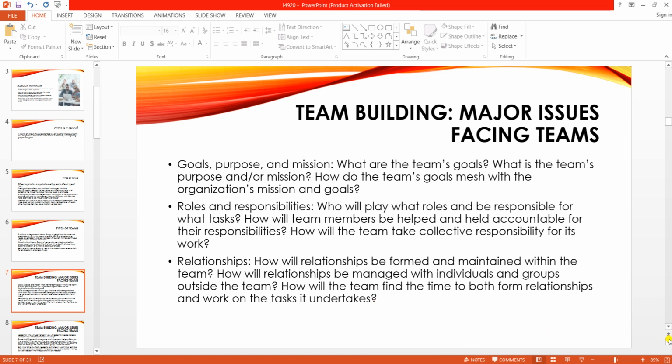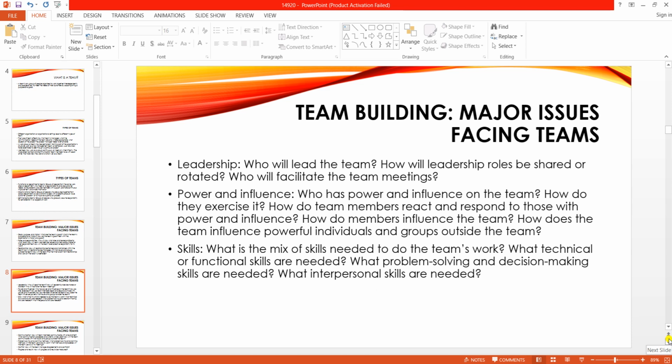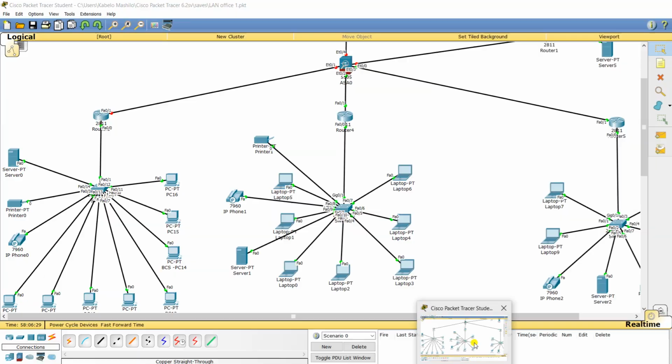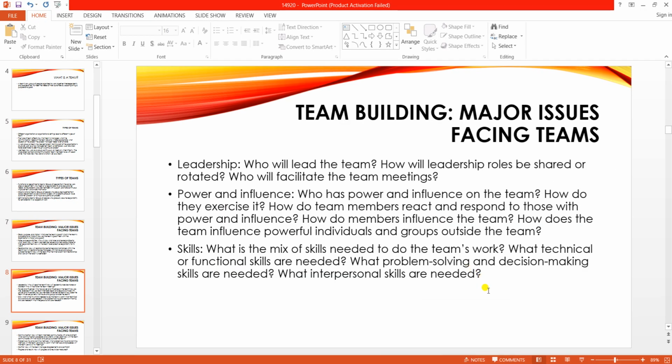Also on slide 8, we've got leadership. Who will lead the team? That is important. We need the right candidate to lead the team for this project, for creating a plan, and that leader needs to define the roles for each individual member within the team. And how will the leadership role be shared or rotated?